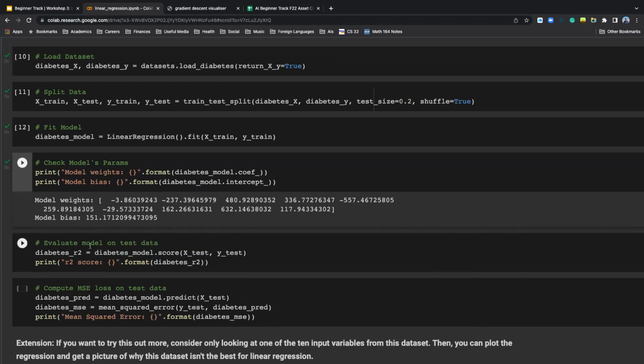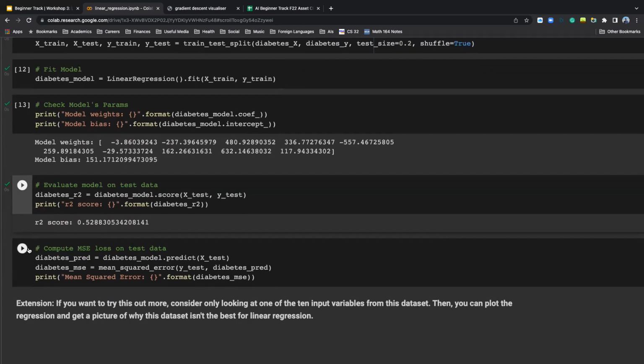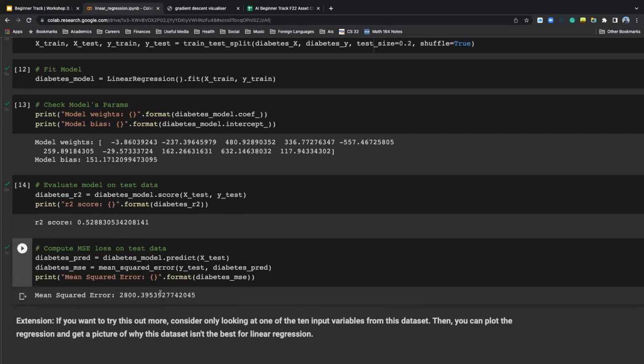All right, and then the model bias, this is the y-intercept that we talked about before. And now we're going to evaluate it. So as we can see, it's not as good. 0.52, 0.5288. That means there's not as much of a correlation. The line of best fit isn't actually that great. And now we're going to compute the mean squared error loss. And as we can see, that's also much higher this time.